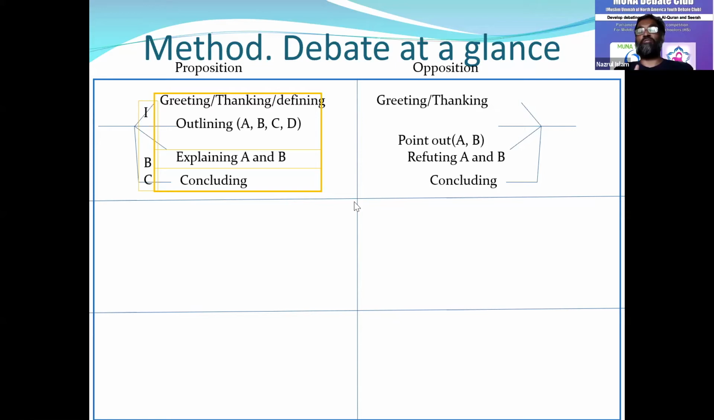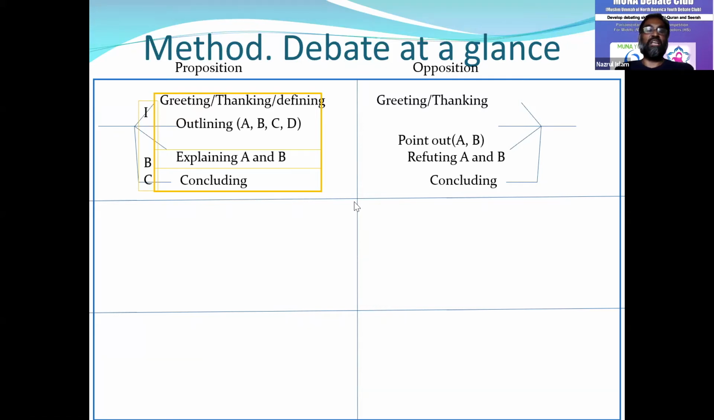Very good. So the first speaker from the opposition is to point out firstly the point made by the first speaker of the proposition and refute it, do the conclusion, and then go for your own points. Make sense? Wait, so you go for your own points after you conclude? No, sorry, before. You got the point, I did not put it. It was my mistake. So point out A and B, refute A and B, put in your own points, and then conclude. Make sense?